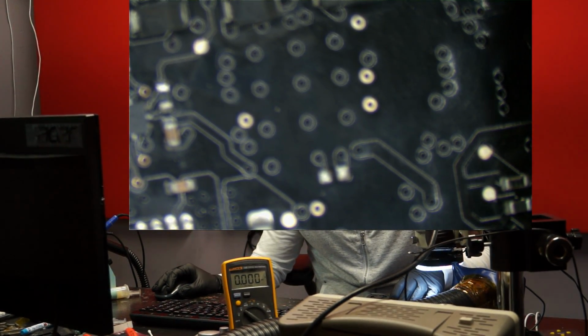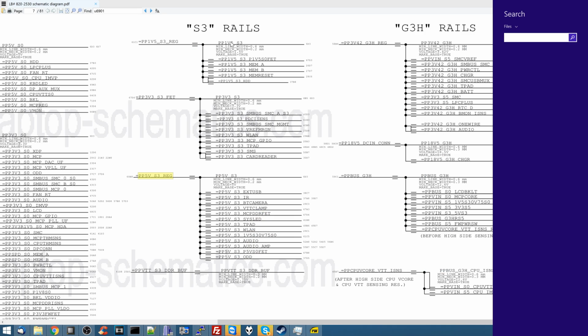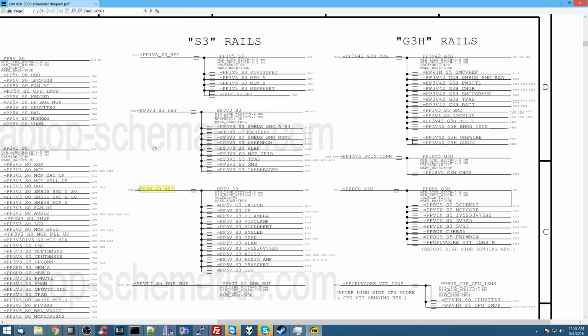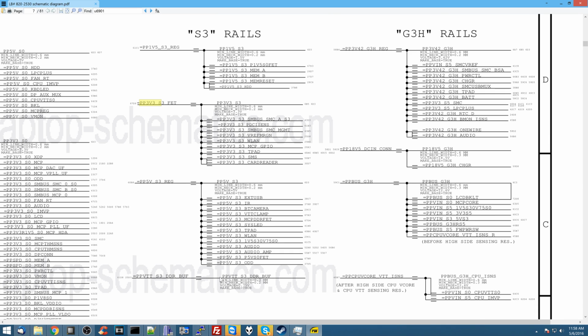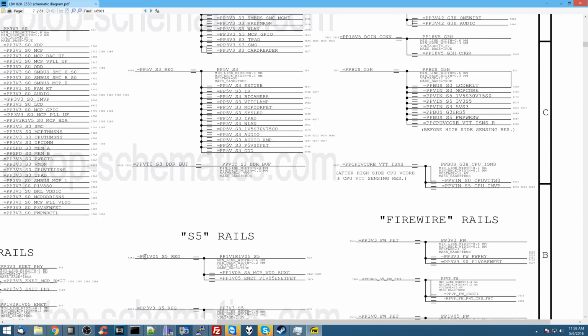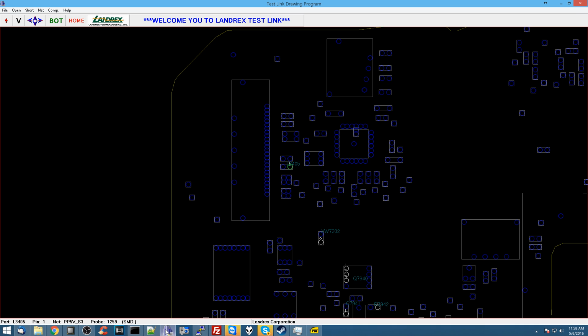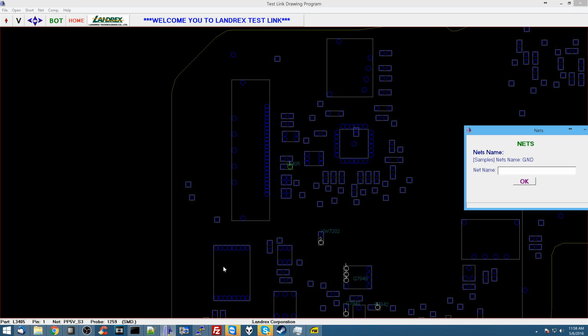All right. So now we move on to the next rail, because that rail is present. PP3V3S3. Let's see if this one's present. I also actually didn't check PP1V05. Let's check that one. That's a very common one in the machines with C7771 present, where they use the tantalum capacitor instead of an electrolytic or a polymer film.